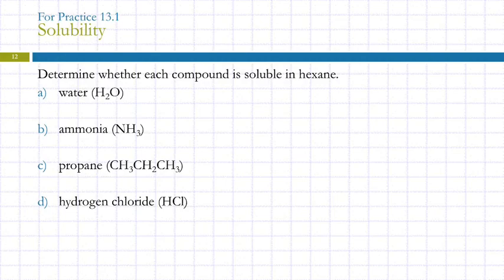Okay, determine whether each compound is soluble in hexane. What do we look at to determine whether things are soluble or not? A solubility table. We could look at that. The solubility table, though, that we used in the earlier chapter had to do with ionic compounds in water. So it's not going to help you with this one dissolving in hexane. But for ionic compounds, that's exactly what you would do.